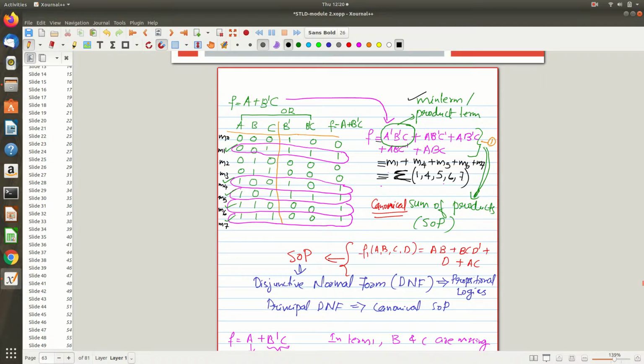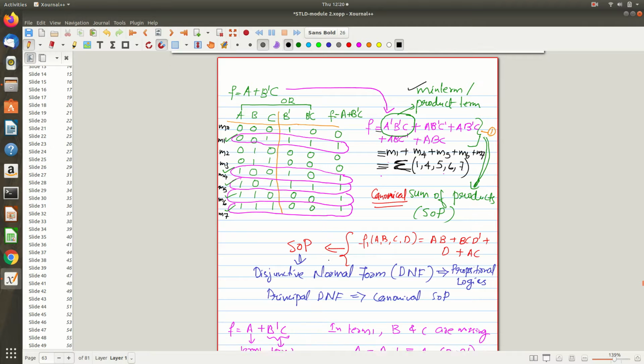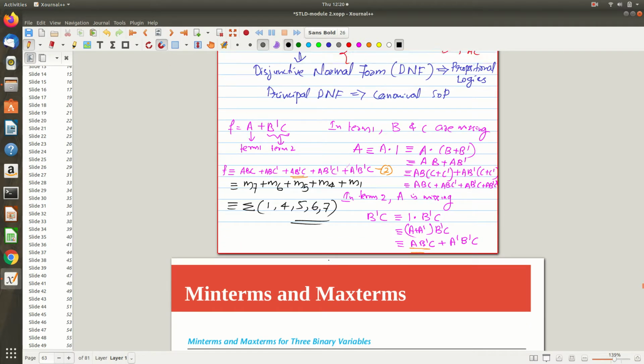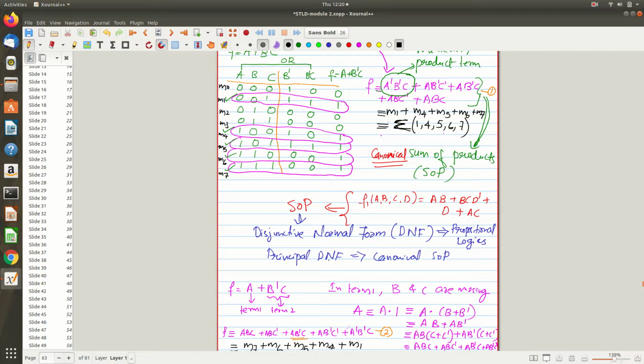Canonical means individual product terms or min terms are containing all the variables. All are standard. So when you are writing a function in the canonical SOP form, what benefit are you getting? This notation is actually... Because you may be referring to this for future purpose.